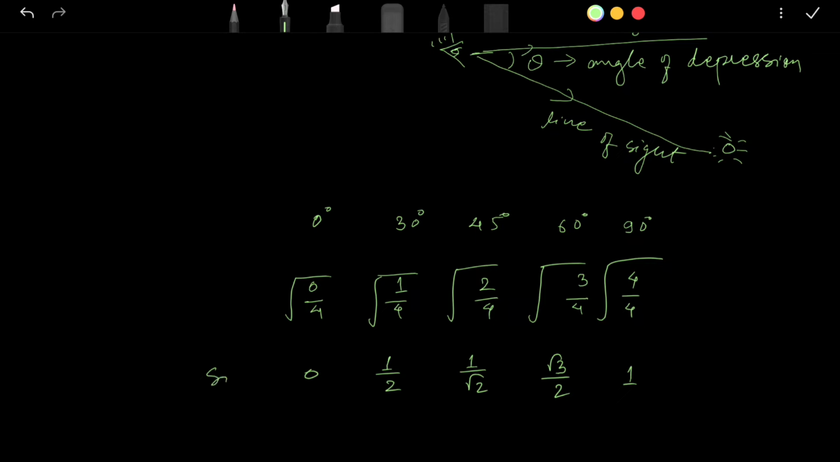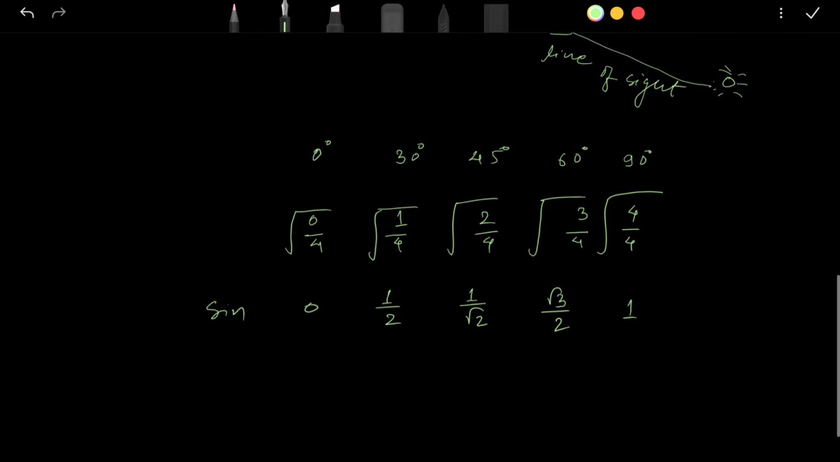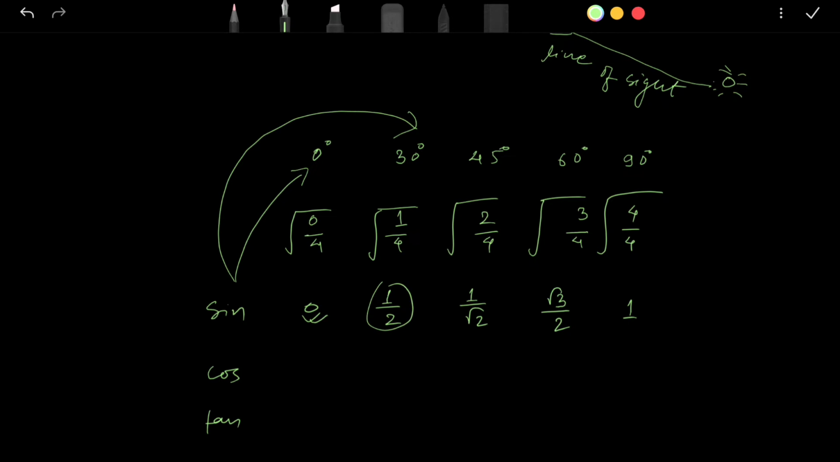So we take sine first, then cos, and then tan. Now sine 0 degrees, its value is 0. Similarly sine 30 degrees is 1 by 2, sine 45 is 1 by root 2, sine 60 is root 3 by 2, and sine 90 is 1. So these are some basic standard angles whose values for different trigonometric ratios can be found very easily using this method.